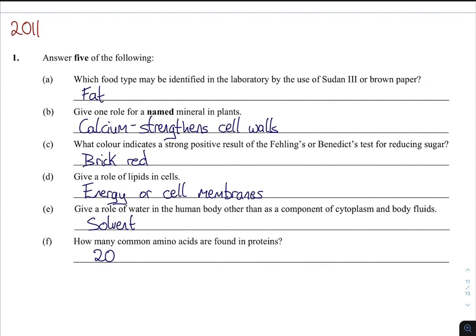Give a role of lipids in cells. Well, they didn't specify whether it was a metabolic role, which would be energy, or a structural role, which would be cell membranes, so you could have said either. Give a role of water in the human body, other than as a component of cytoplasm and body fluids. I just said it was a solvent. How many common amino acids are found in proteins? So there's about 20.